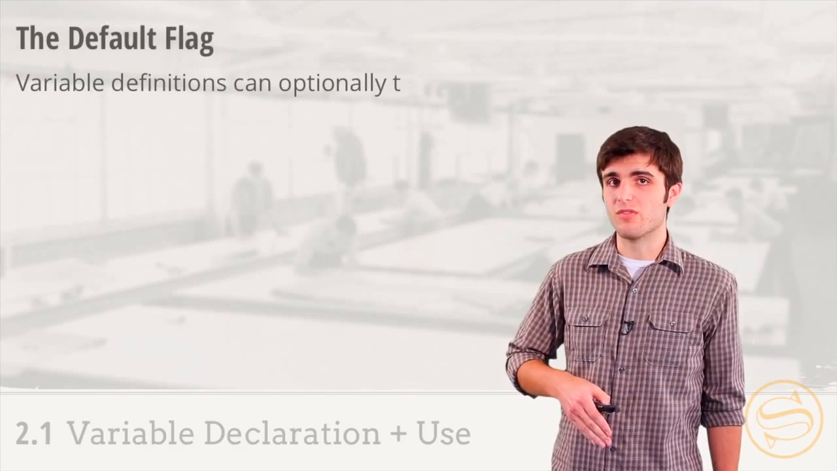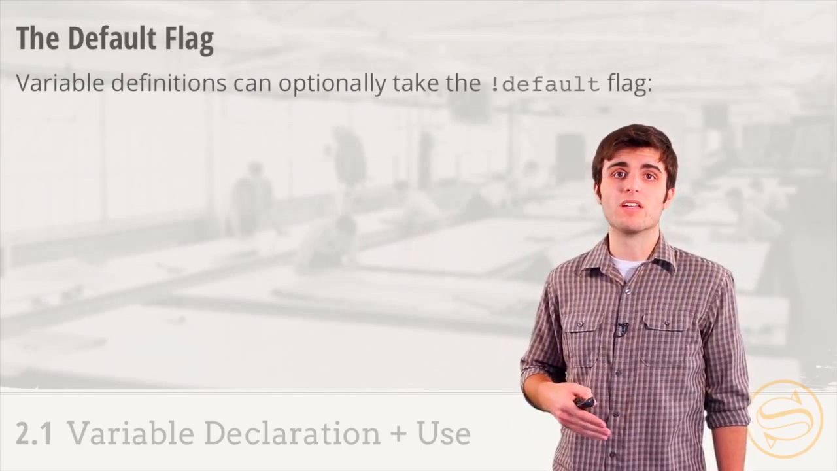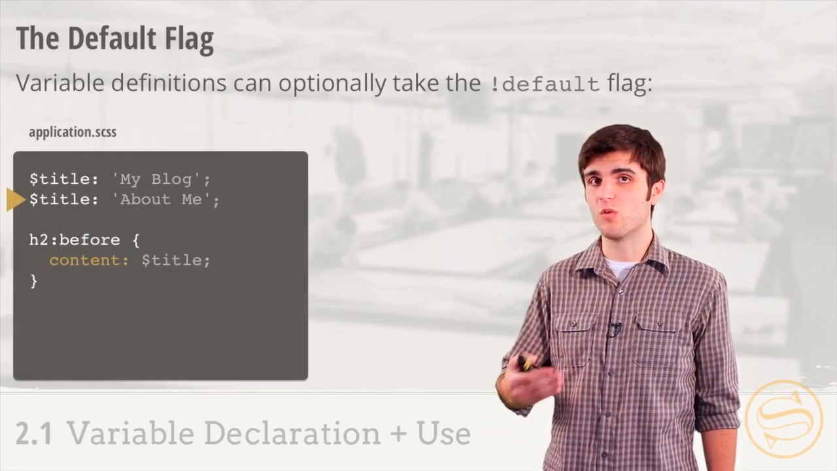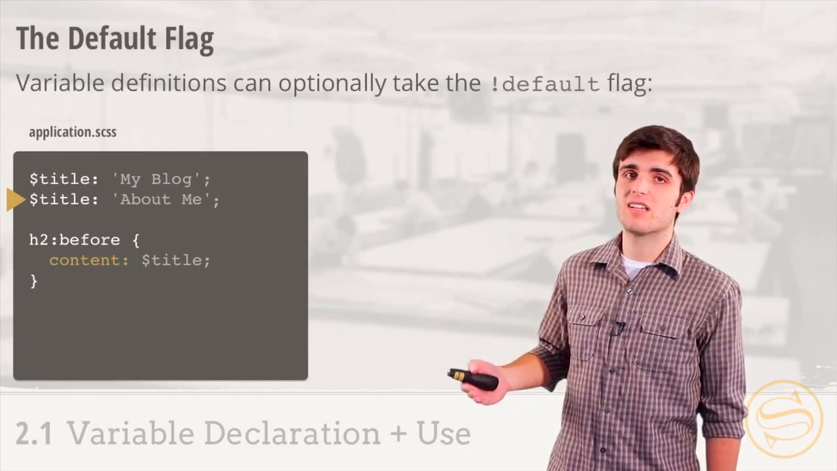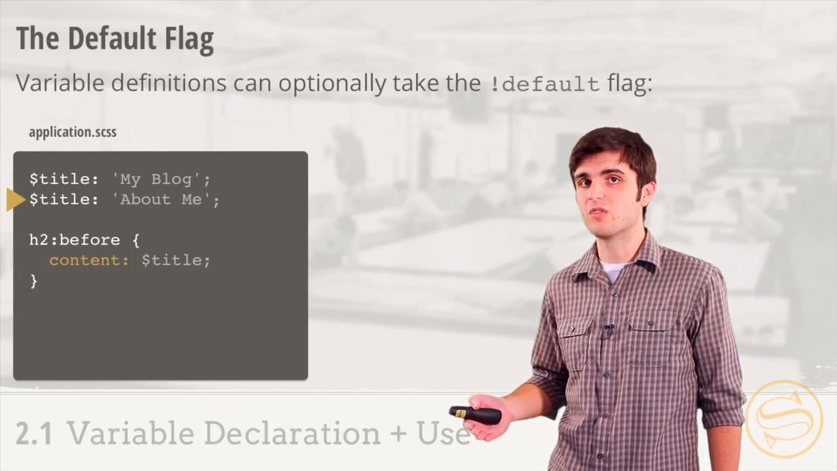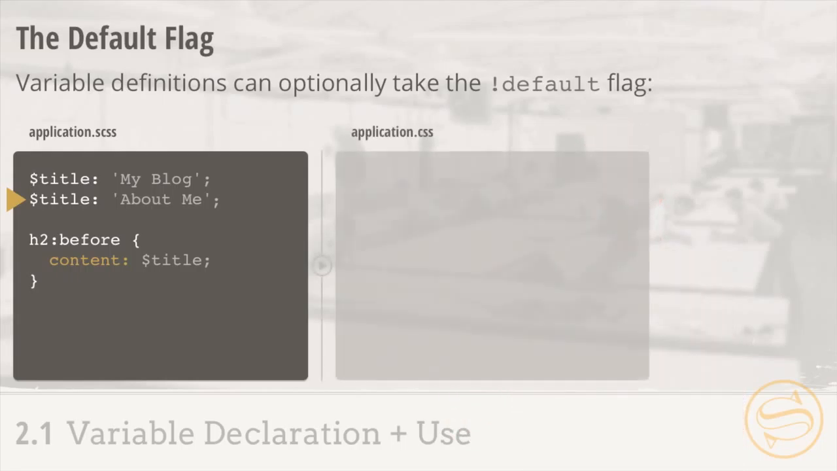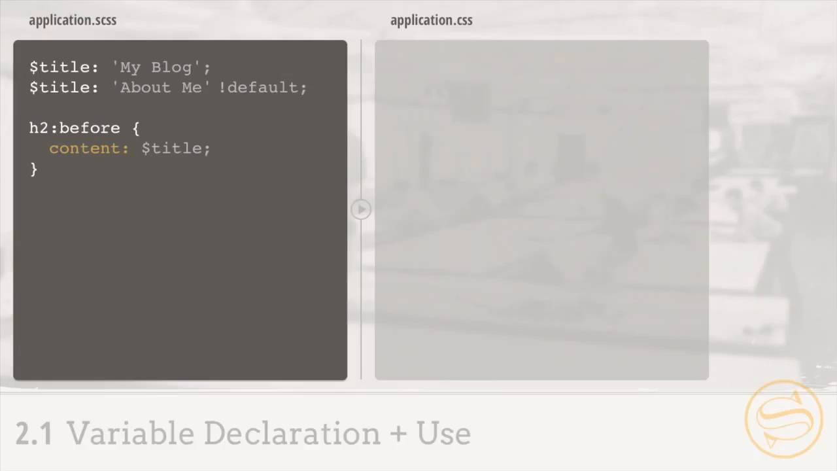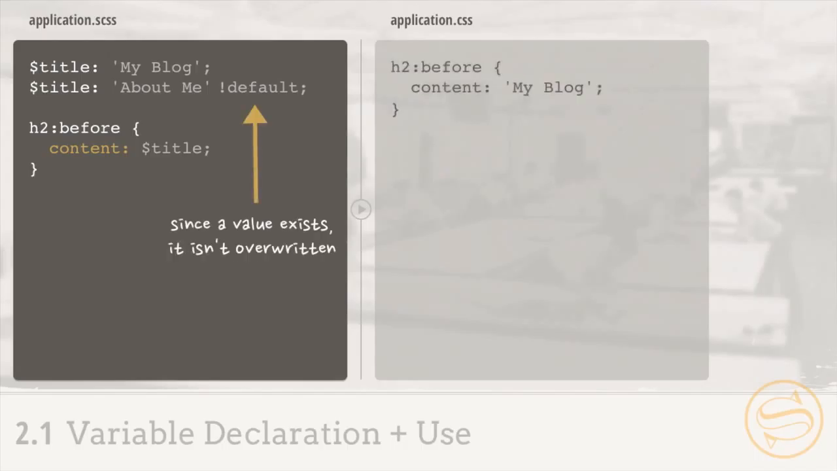Optionally, we can use the default flag when we define variables. Normally, if we define a variable, then call it again to define a new value, that first value is overwritten. In this case, using title and then defining title again immediately thereafter changes that value to the second value, so when we use it and when it compiles, that second value is the value that's used. When we use the default flag, however, on that second variable definition, it checks to see first whether or not a value already exists. So in this case, since title is already set to my blog, the second value of about me doesn't override my blog.